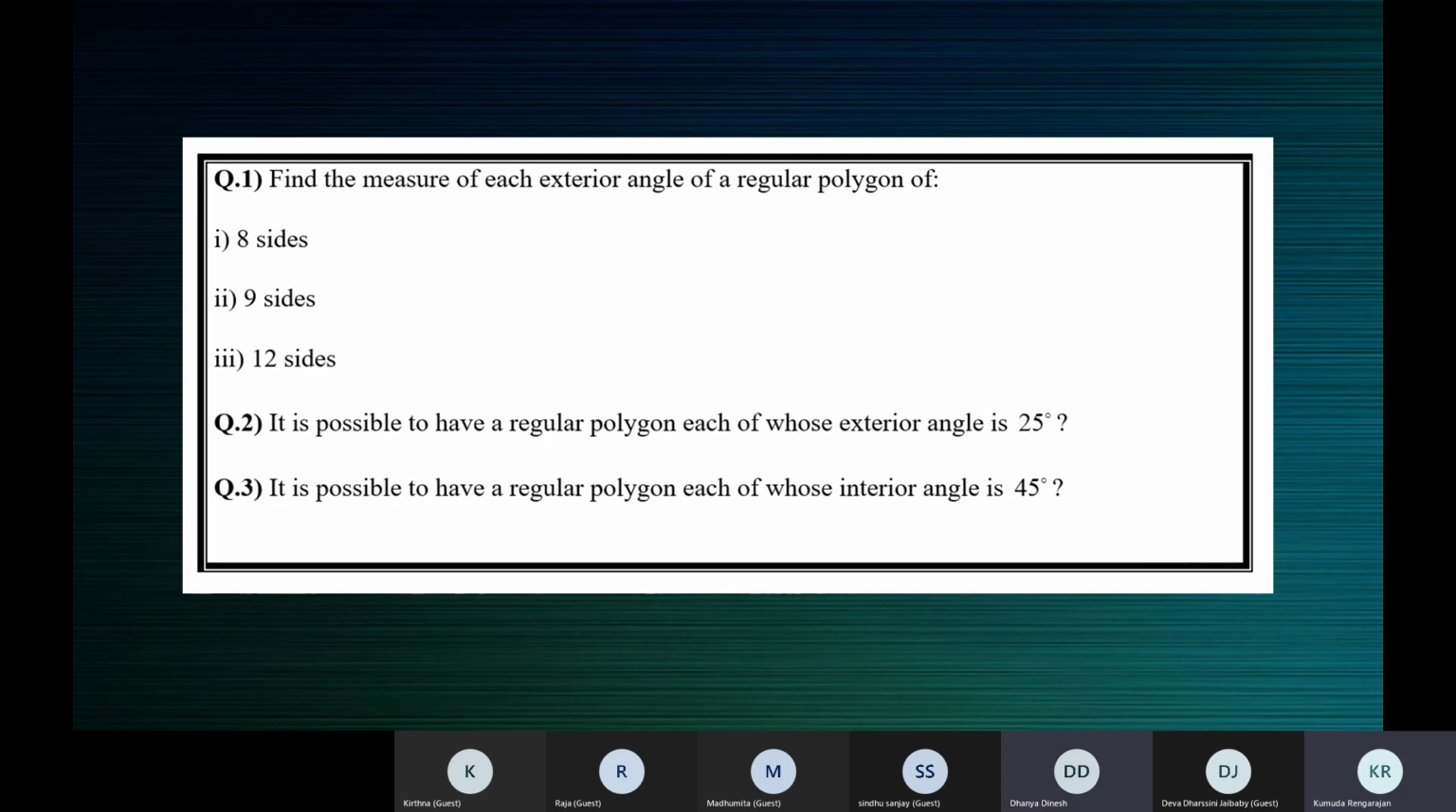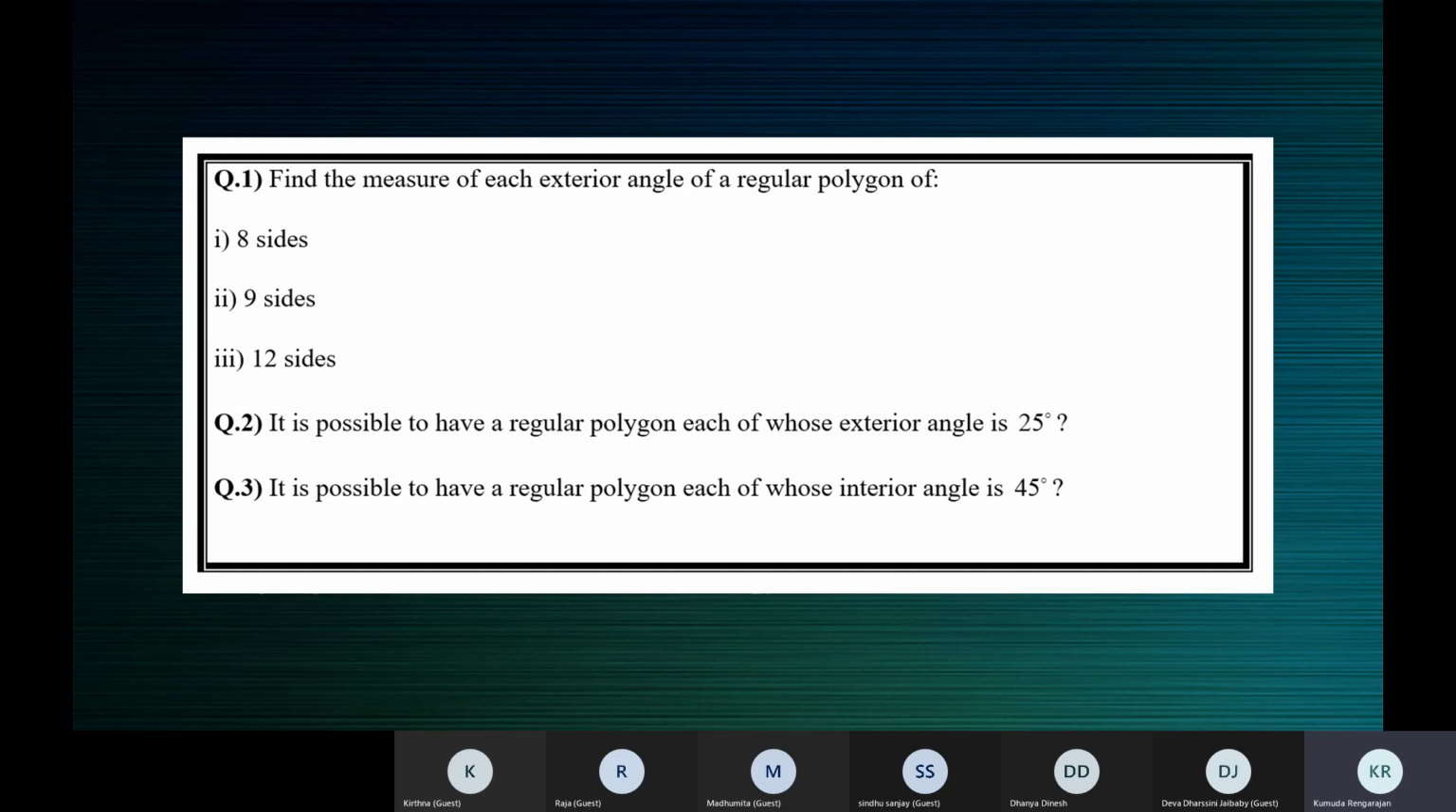30 degrees, ma'am. No, tell me the step. How do you get 30? So when we divide 360 divided by 12, we get 12 ones are 12, 30s are 360, ma'am. So it's simple.